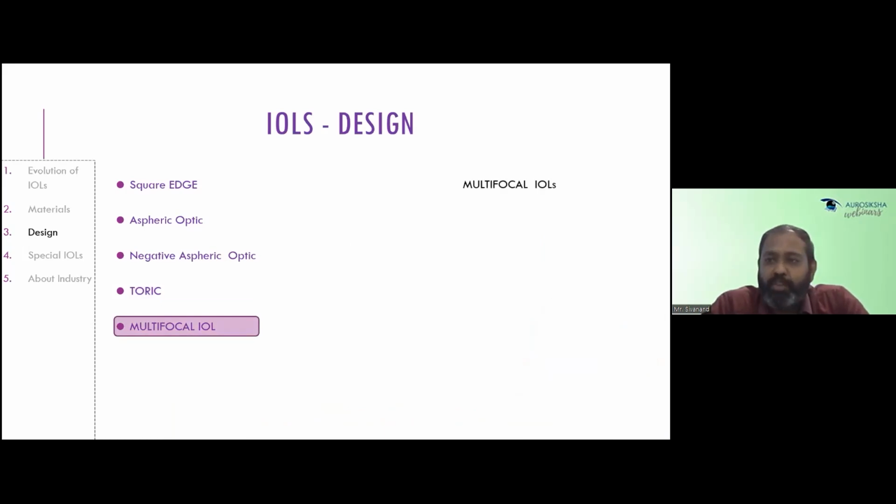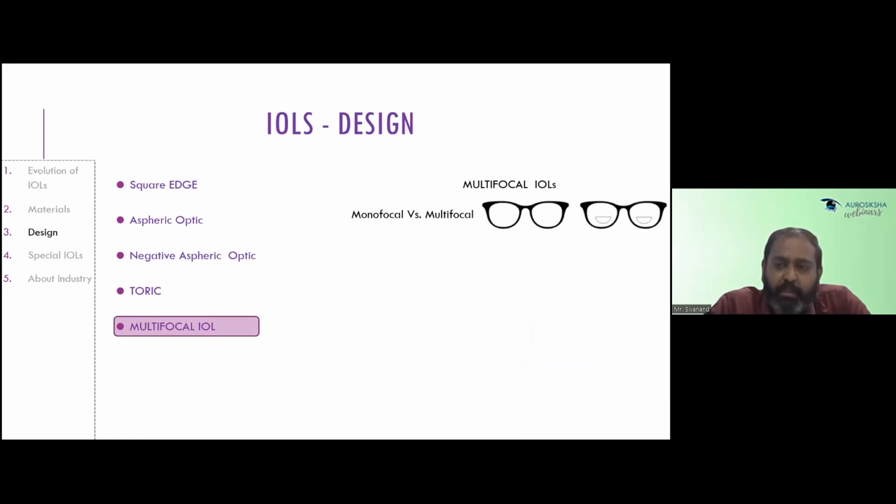This is one of the most talked of products more recently, and multifocals have been in the market for more than a decade. Okay, so a monofocal and a multifocal, very simply to understand, is like in the spectacles. The monofocal and the bifocal spectacles are very commonly understood by everybody. We are creating a similar impact with the intraocular lenses.